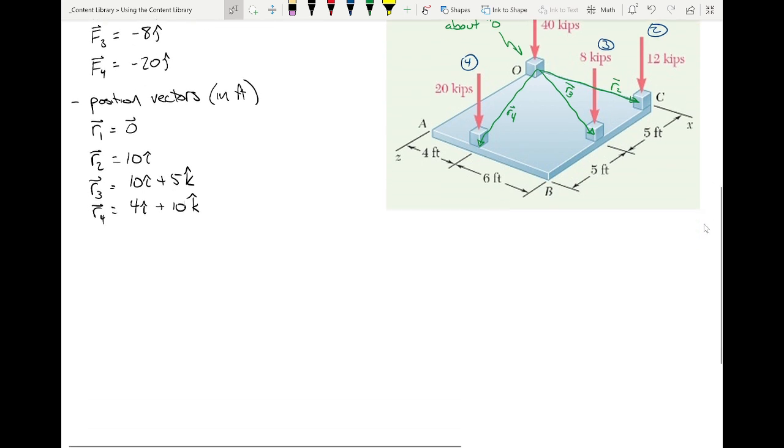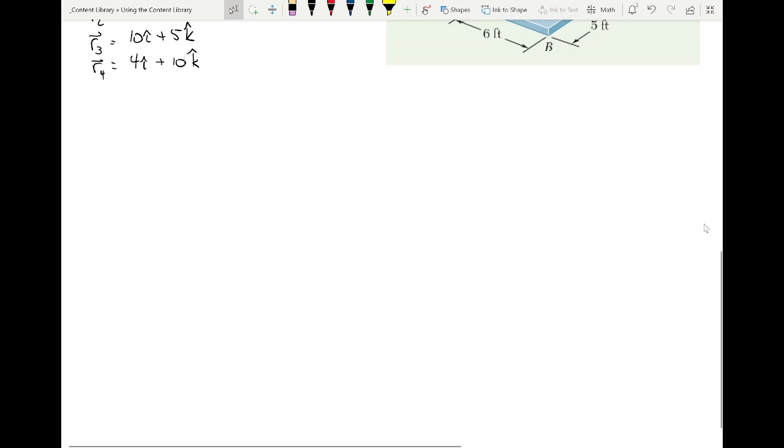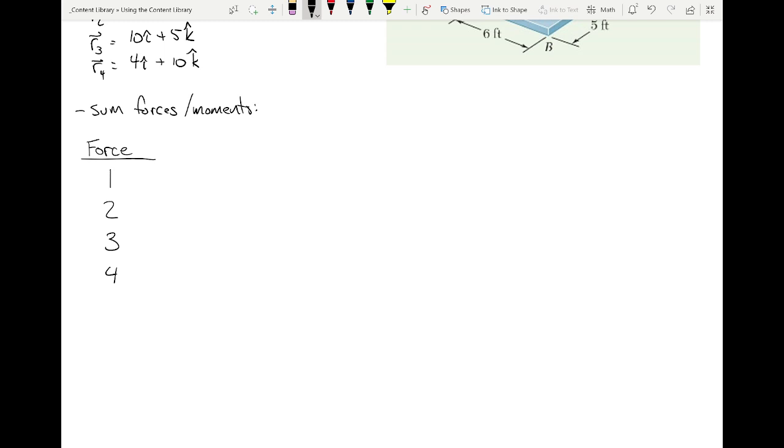So once we have this, we can now sum forces and moments. So the idea is, okay, let's take my forces. I've got force 1, force 2, force 3, force 4. First off, write my R vector. That's in feet.